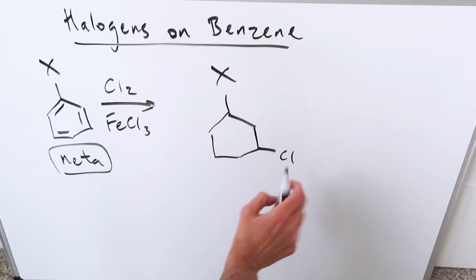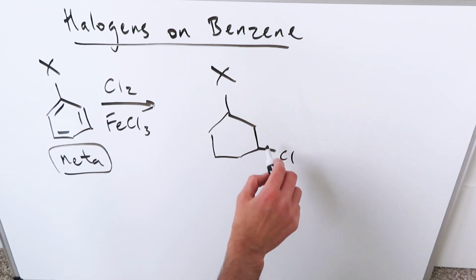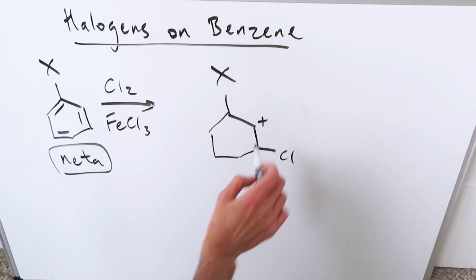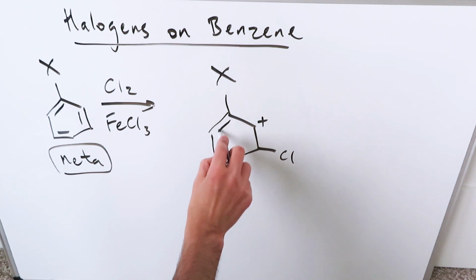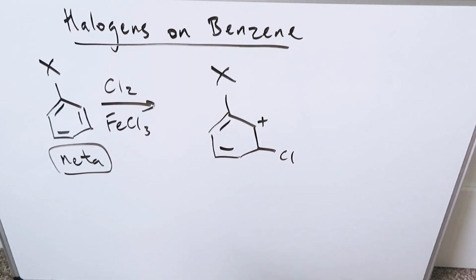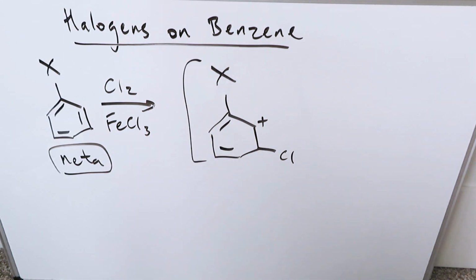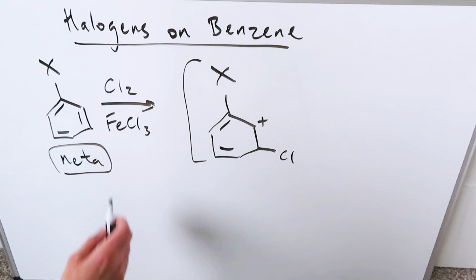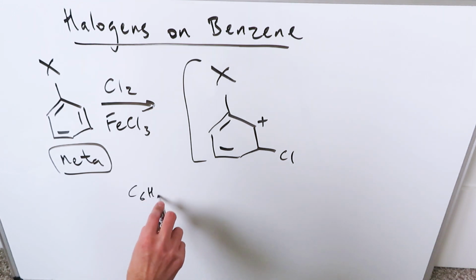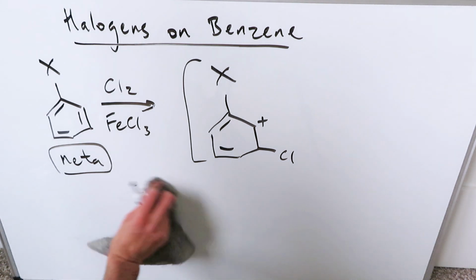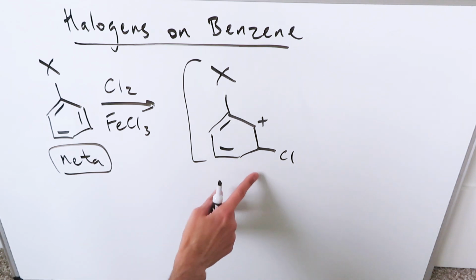Here is my chlorine being attached to the benzene, and I'm generating over here a carbocation, and everything else remains the same in terms of your double bonds. This right here is our first resonance structure. You know you have hydrogens here also, because benzene is C6H6. I'm not showing you the hydrogens because it's irrelevant for this video. We have a meta attack.